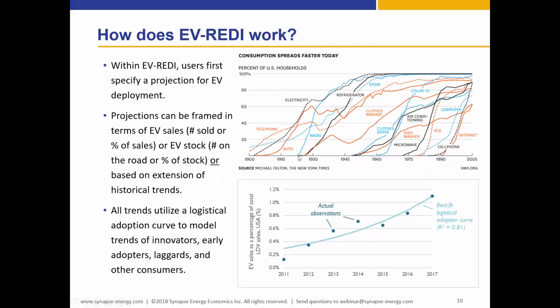Another feature that we have is to develop a logistical adoption trend that's based on a set of historical data points. So that's what we've got down here on this lower chart, which is the EVs as a percentage of total LDV sales from 2011 through 2017, and this logistical adoption curve fit through them.